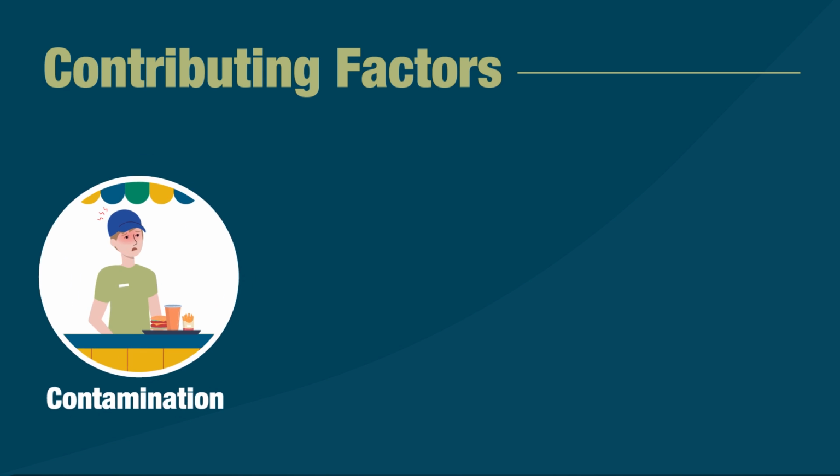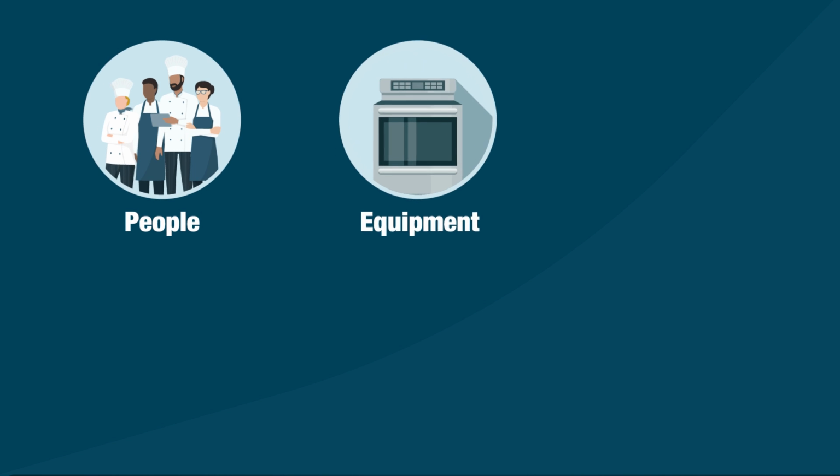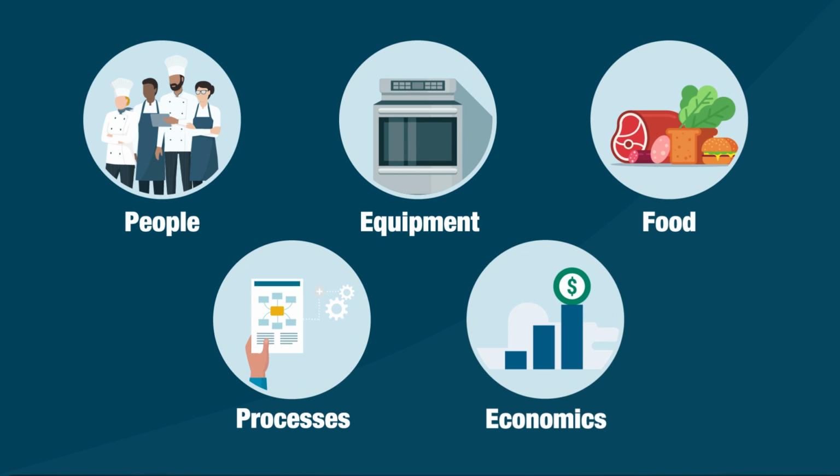For every identified contributing factor, the environmental specialist must try to understand why the contributing factor occurred. These root causes are directly related to the conditions in the food establishment: the people, equipment, food, processes, and economics. Once the contributing factors are identified, it's important to use this information to recommend and implement effective, sustainable control measures.